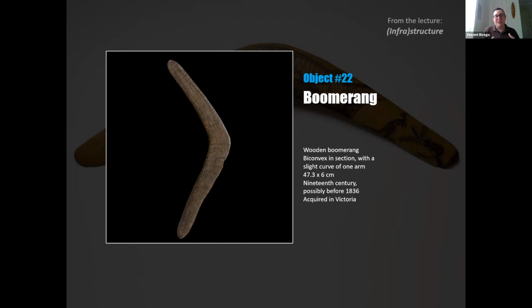On one level, it's a hunting tool. On another, it's a tool that can be used for cutting and for digging. It's used to create music, it's a musical instrument, and of course it's a ceremonial object as well. So it was really important to traditional infrastructure of everyday life.